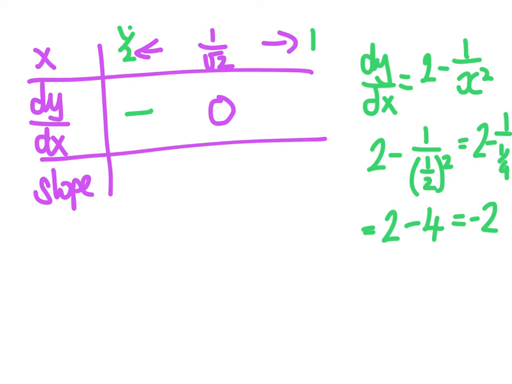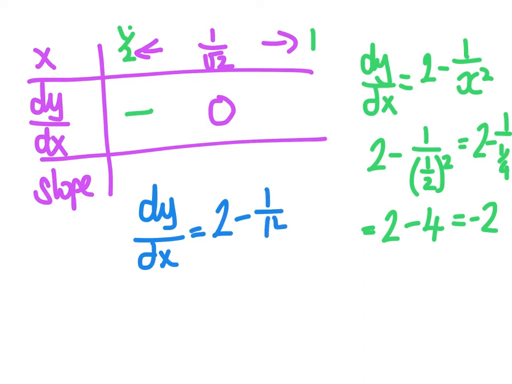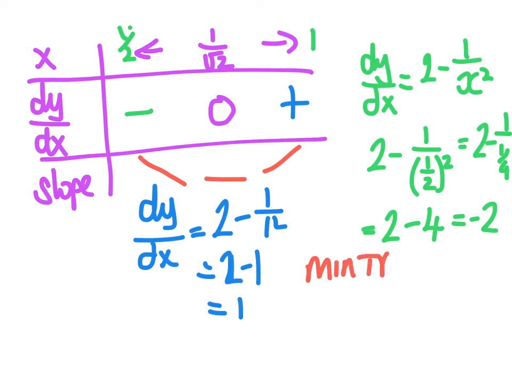When x is 1, my derivative is 2 minus 1 over 1 squared, which is 2 minus 1, which is 1. So I have a positive gradient. And that means my slope is decreasing, stationary, increasing. And you can see from the shape that I've got a minimum turning point when x is equal to 1 over the square root of 2.